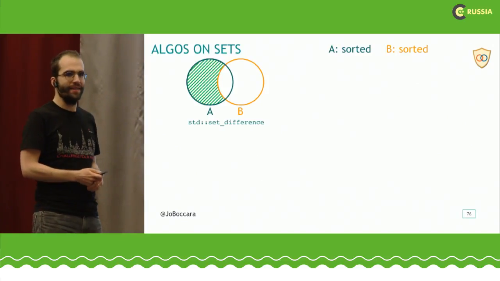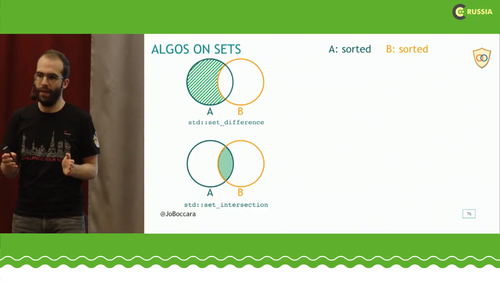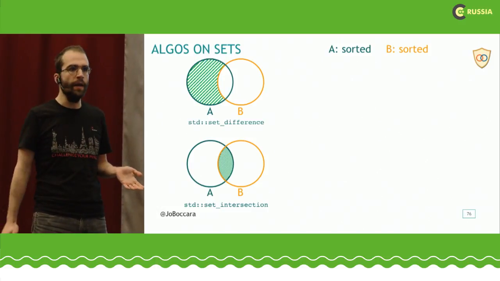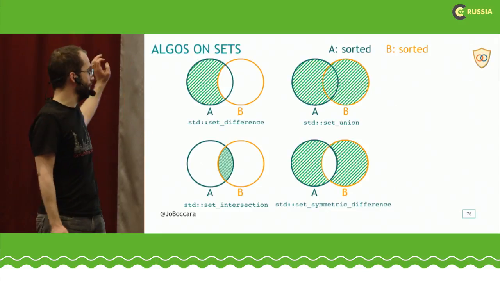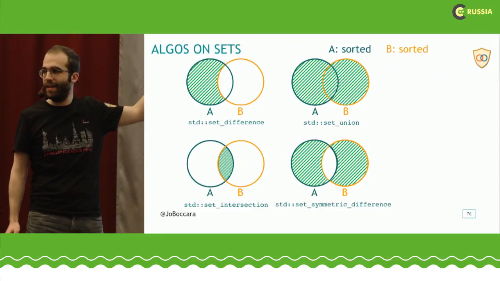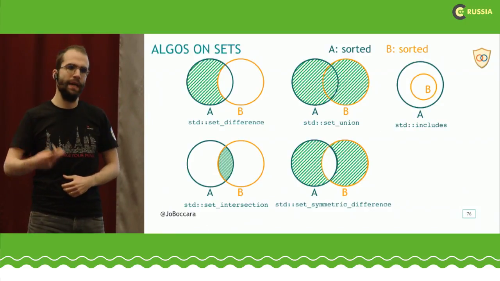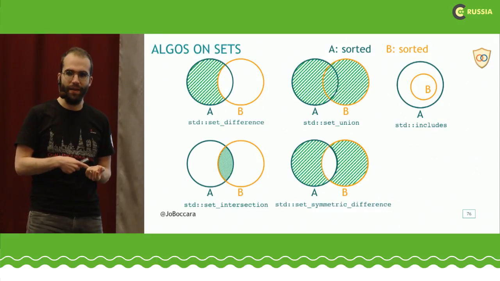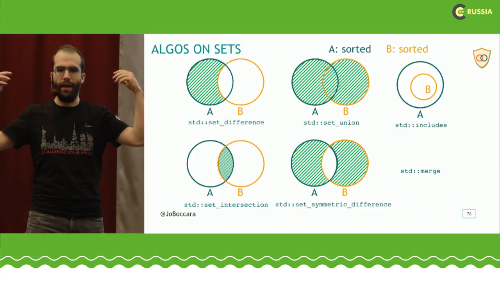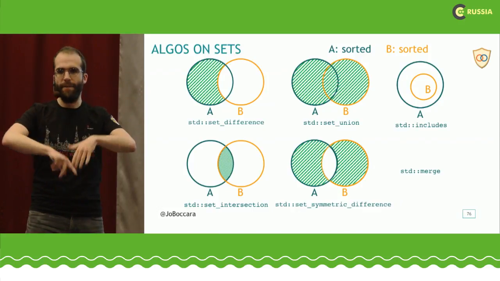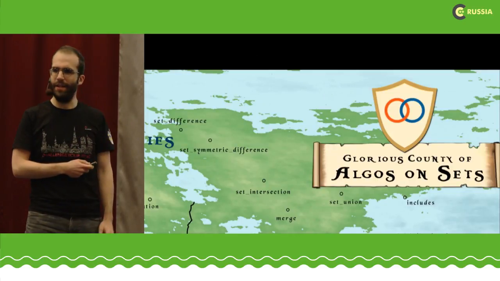Set difference has siblings. Set intersection gets the values that are both in A and B and returns the version from A. Set union returns everything. Set symmetric difference returns the elements that are in A but not in B, and in B but not in A. Includes returns a boolean to indicate whether all the elements of B are in A, and merge takes two sorted collections and returns a sorted collection that contains everything that was in both collections. And that's it for set. Went really fast.